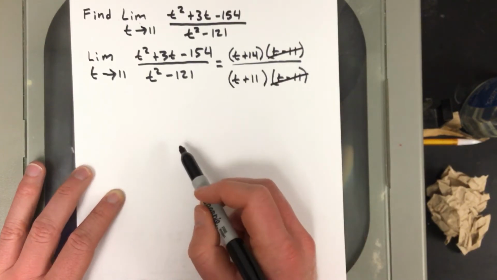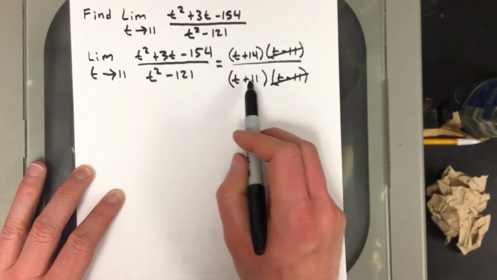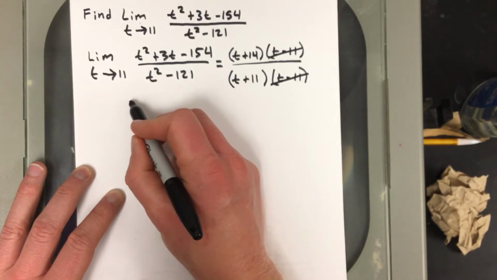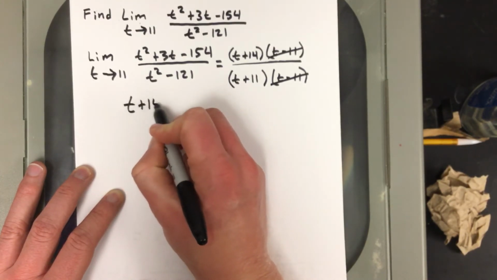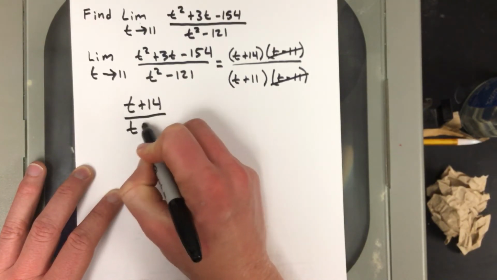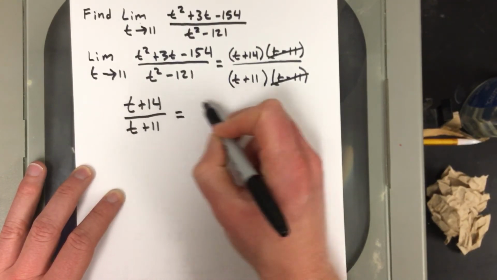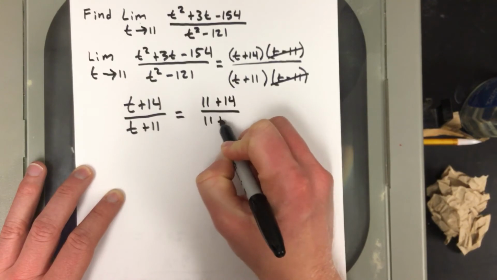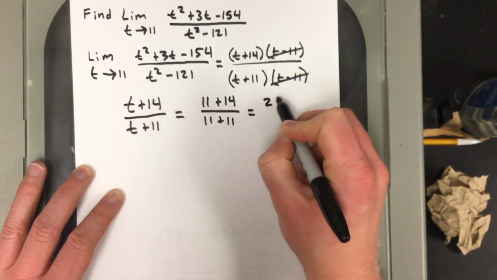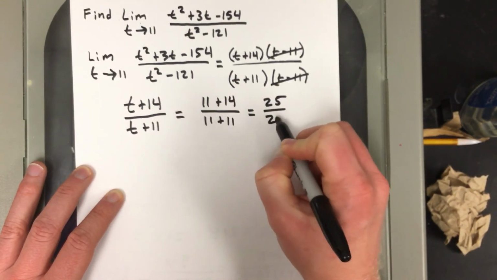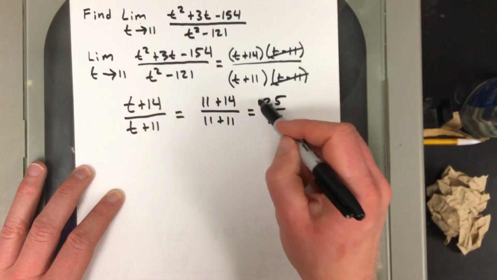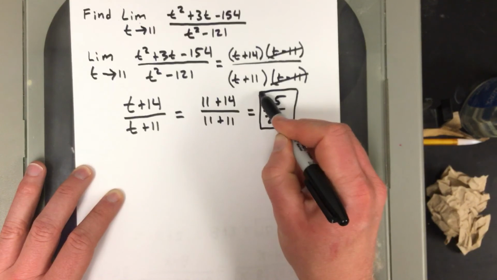And now we're in business because when we plug 11 in here, we don't have that domain error anymore. So we can say t plus 14 over t plus 11. We'll plug in the 11, so we get 11 plus 14 all over 11 plus 11. That's going to give 25 over 22. So our limit as t approaches 11 for this function is 25 over 22.